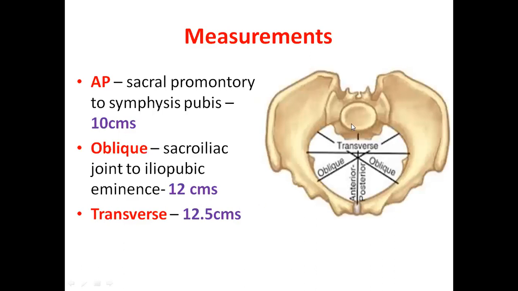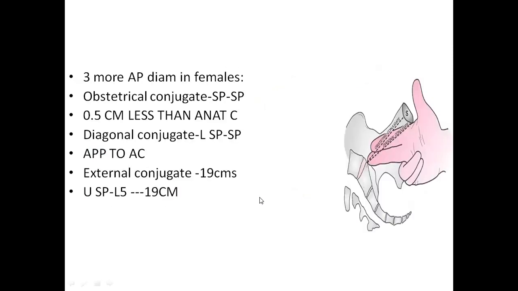Now let us see the various dimensions. This is the antero-posterior dimension, AP, which runs from the sacral promontory to the pubic symphysis and measures 10 centimeters. Then we have the oblique dimension, running from the sacroiliac joint to the iliopubic eminence. It is 12 centimeters. Then we have the transverse, which runs from one ischial spine to the other. It measures 12.5 centimeters.